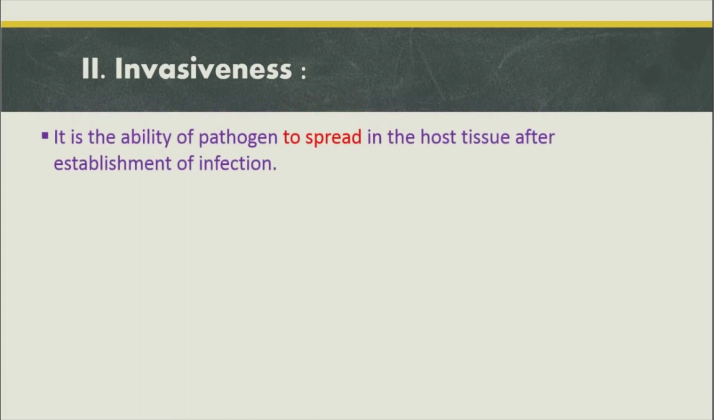So, we will see the next virulence factor, that is invasiveness. Invasiveness means it is the ability of a pathogen to spread in the host tissue after establishment of the infection. So, when the pathogen establishes the infection, it should be able to spread in the host, then it can cause the severe infection. Generally, those pathogens which are highly invasive are able to cause serious infection as compared to those pathogens which are less invasive. So, if the invasiveness power is much more, that will cause much more severe infection.